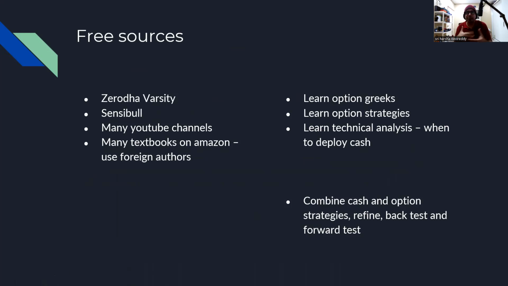To understand and implement these strategies, first you need to go to Zerodha Varsity and understand the basics of the stock market. Then you understand how to use Sensibull. There are many YouTube channels that explain how to use Sensibull, and many that explain how to adjust strategies. First, you should know how to adjust strategies using options. Then you can move to cash. Don't directly move to cash. And there are many textbooks on Amazon which explain these methods. Try to buy the ones by foreign authors. You know why foreign authors are important here?